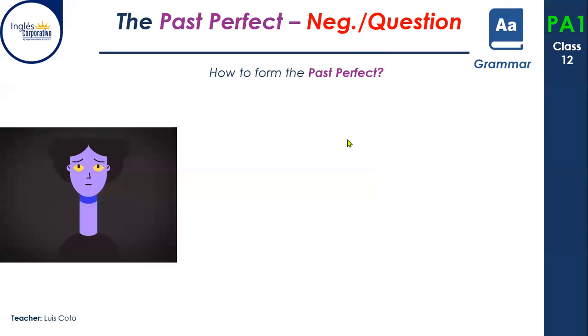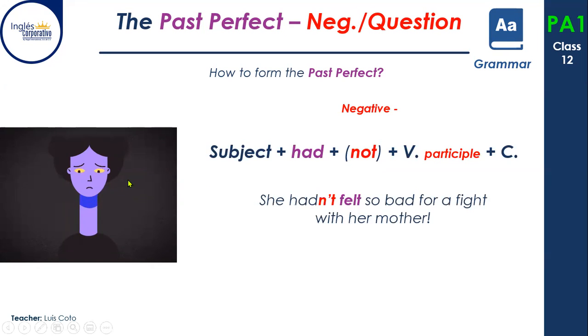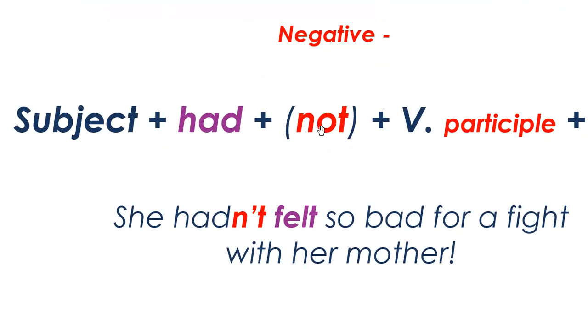Let's see how to form the past perfect, but in the negative. The negative is the subject plus had plus not plus verb participle plus complement. Yes, that's it. Pretty much, only you are going to add not to make the negative. And that's it. Only three letters to make the negative. Or it can be contracted. Remember the contraction for the negative? From last night, we did a couple of sentences in the negative, I remember. Remember the contraction? Hadn't. Correct, that's it.